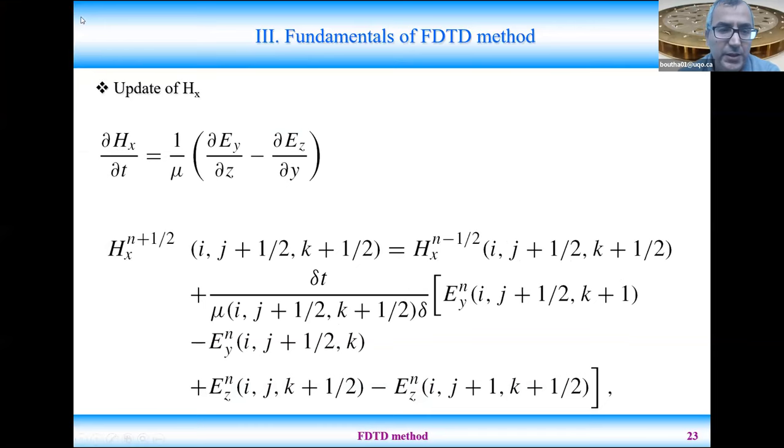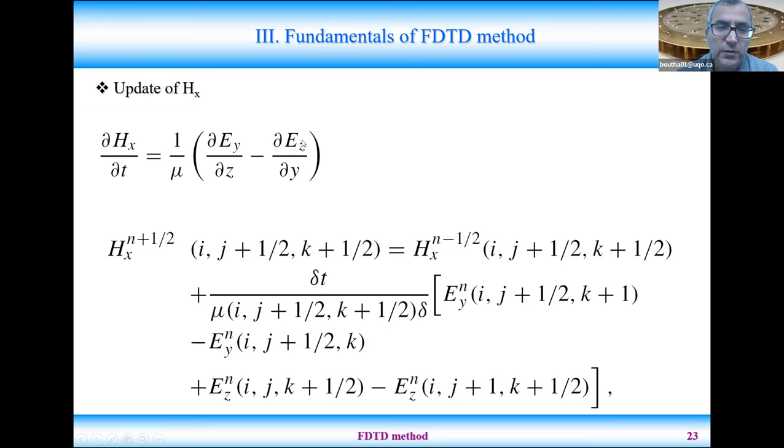Let me repeat again. We put on the left side the hx calculated at n plus half, and everything else on the right side of the equation, because this one is calculated at the previous time, n minus half. The same thing, this one, ey at n, and the other one at n here, you see here. And the position, this is as I show how we get this position. So this equation is called update of hx.